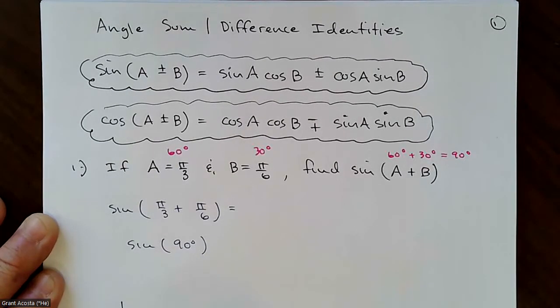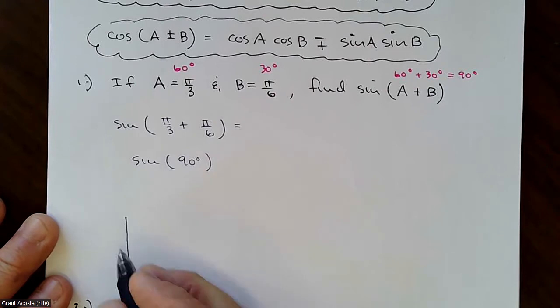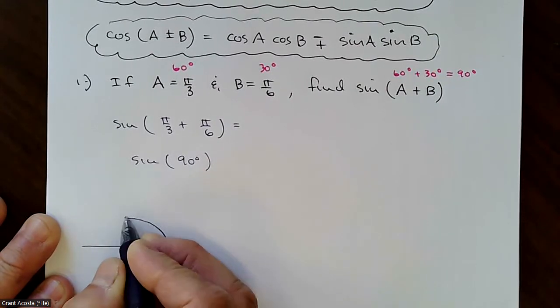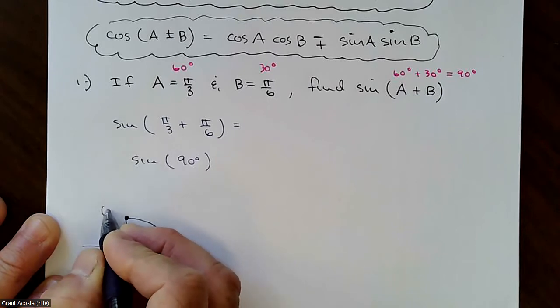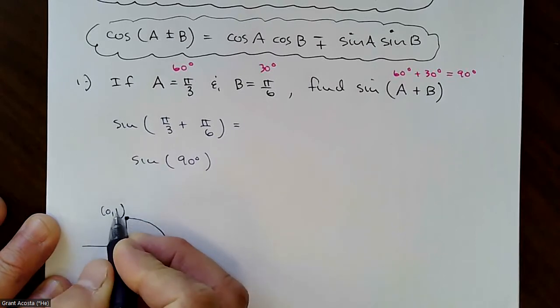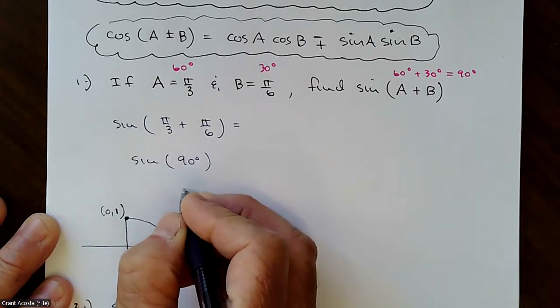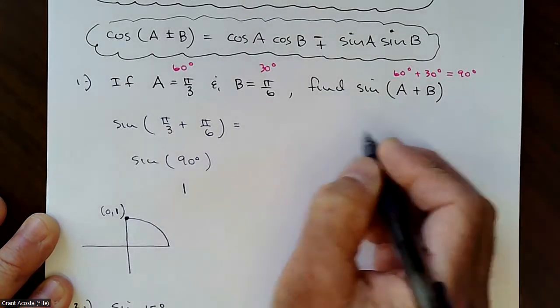And we know how to find the sine of 90 degrees, or pi over 2, because that puts us on our unit circle, right up here. On the unit circle, sine is literally the y coordinate. So the sine of 90 degrees is 1. So this whole thing should come out to be 1.